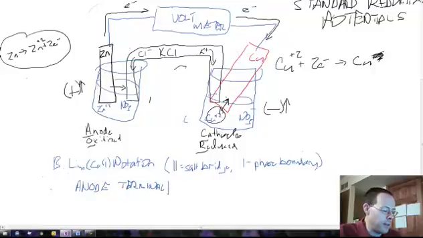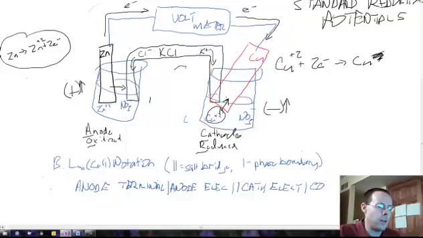Then we're going to have a phase boundary, and next to the phase boundary is going to be the anode electrolyte. And then we're going to have a salt bridge, and then we're going to have the cathode electrolyte, and then a phase boundary to the cathode terminal.